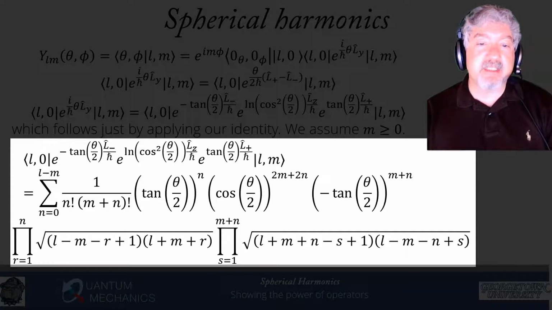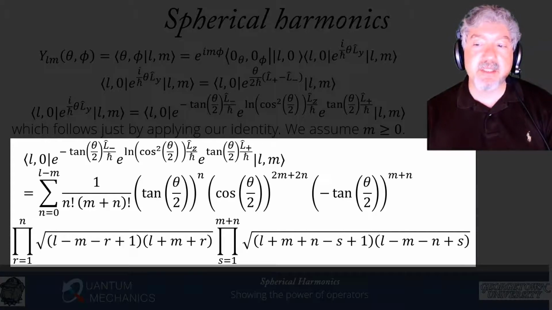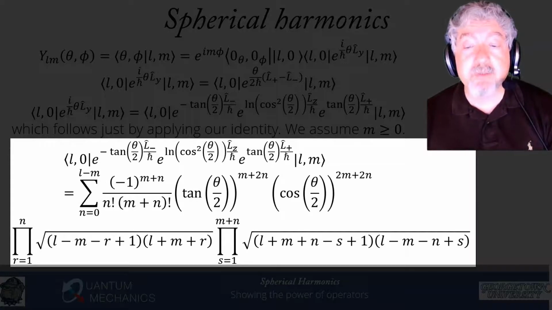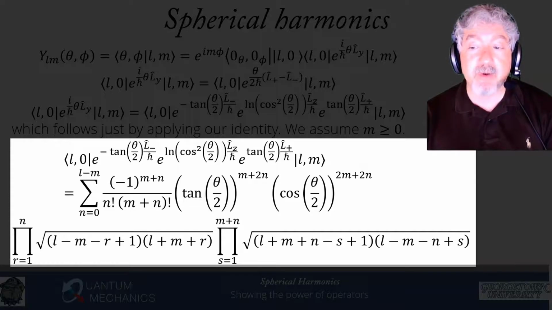And now you can see I have a tangent, I have a cosine, I have a tangent. Let's group those tangent terms together. I'm going to pull out a factor of -1 to the m plus n, and I'm going to get tangent to the m plus 2n. So what I'm going to do is I'm going to take a cosine squared raised to the mth power and multiply it by tan theta raised to the mth power. And then I'm going to get a sine theta over 2 cosine theta over 2 to the mth power. That's equal to sine theta divided by 2 raised to the mth power.